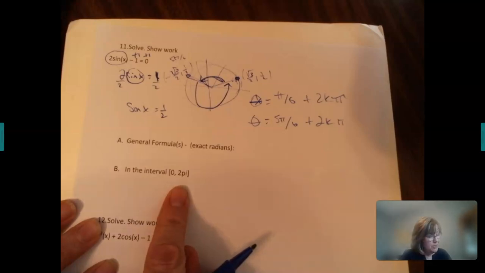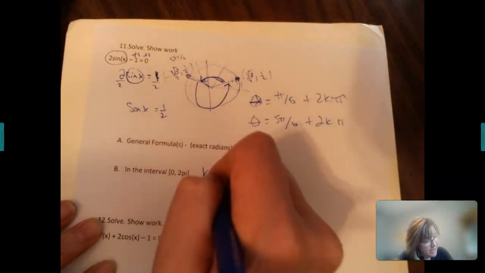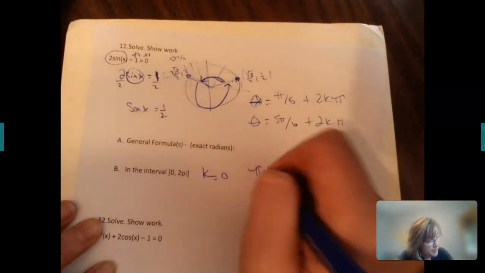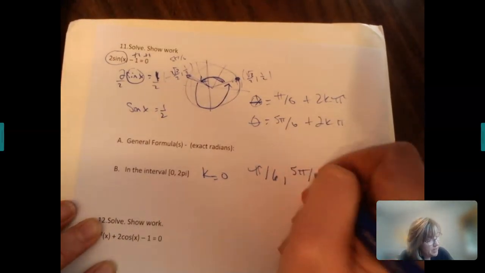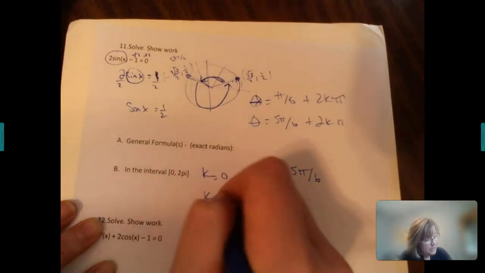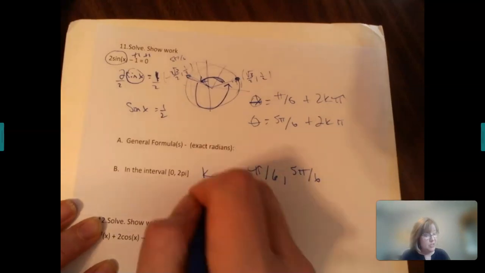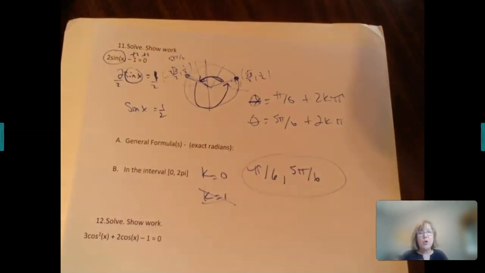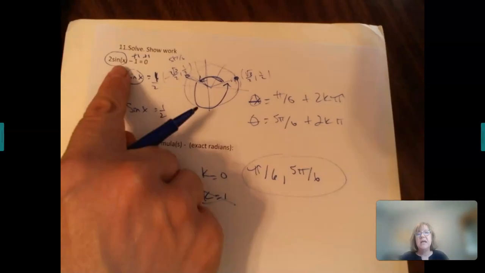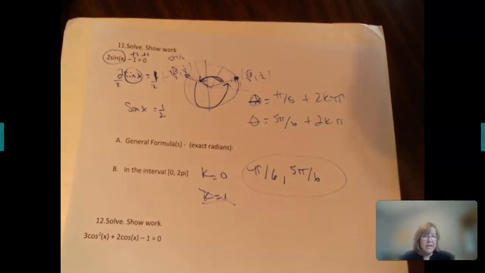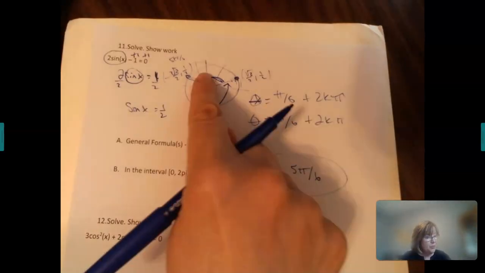Now, in the interval 0 to 2 pi, okay, so when k equals 0, I'm going to sub 0 in here and 0 in here. So that's when you get the pi over 6 and the 5 pi over 6. Now, notice if k is 1, I'm adding 2 pi, so it's going to be too big, okay? So I actually only get those two answers because there's no speed factor on this. I'm not speeding up my sine curve, right? It's just normal. And if it's normal, I only hit these points twice.